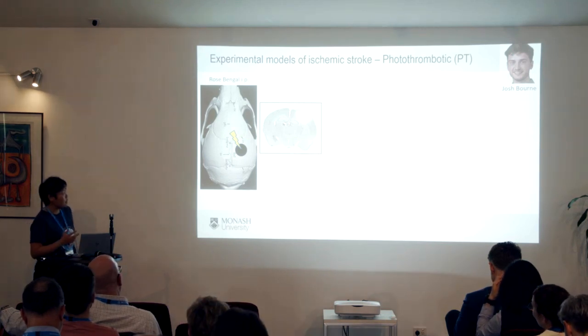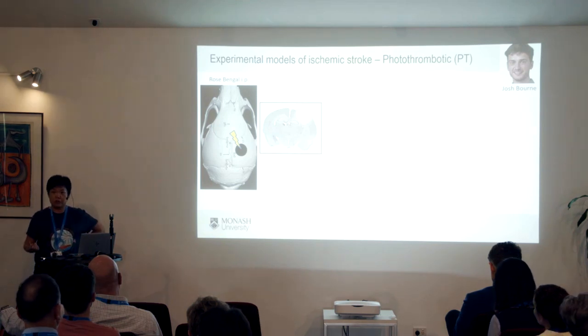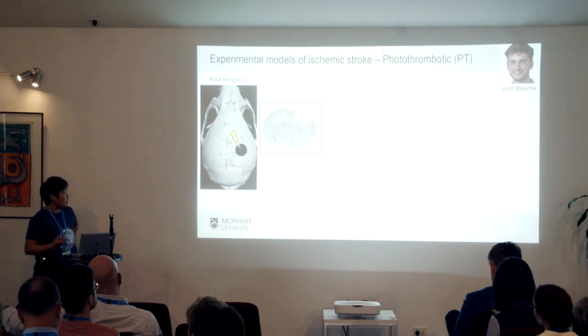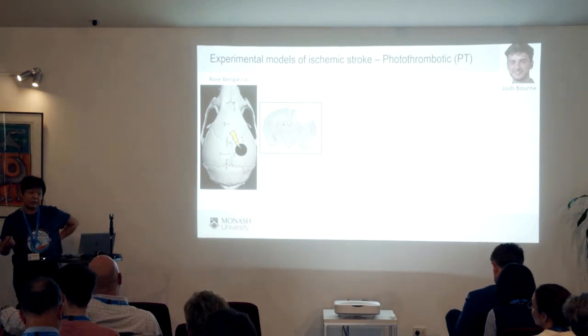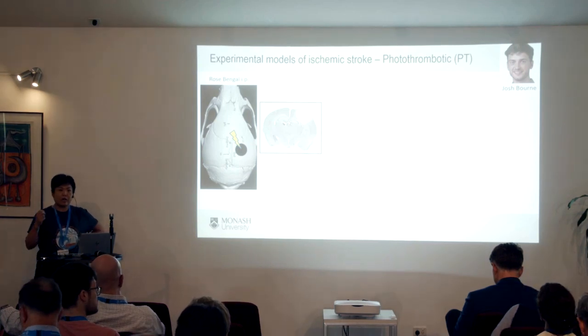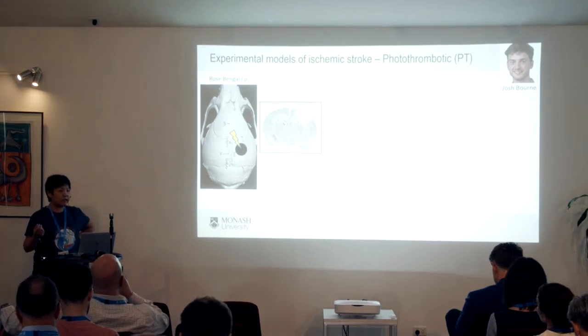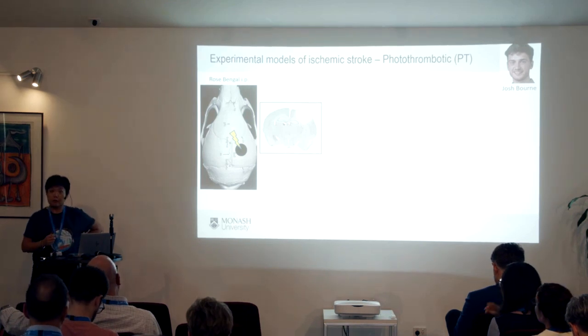The first one, more recently adopted in my lab, is called a photothrombotic stroke, which Dan has provided a very good introduction to, where we inject a photosensitive dye called Rose Bengal systemically, and then we shine a laser onto a region of the brain at which we cause damage to the endothelium. Then a clot forms, and we can see a localized infarct.